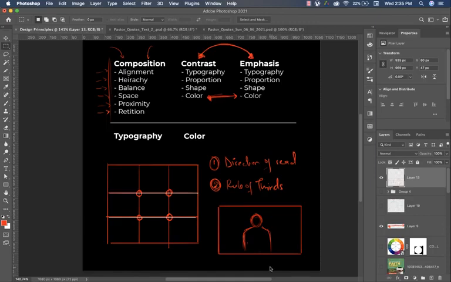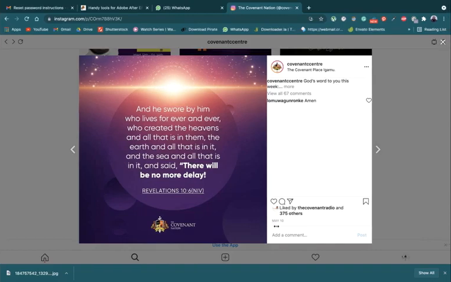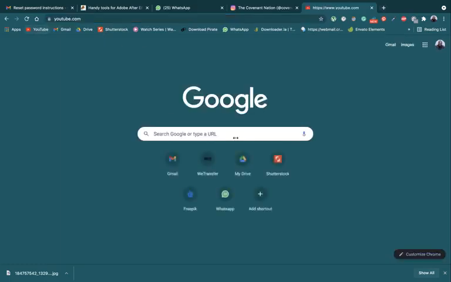So you always see this. Why? Because the director is following the rule of thirds. If you divide the screen into 3, he always wants to place the subject on one of those points I told you about. Alright, let's say I go to YouTube.